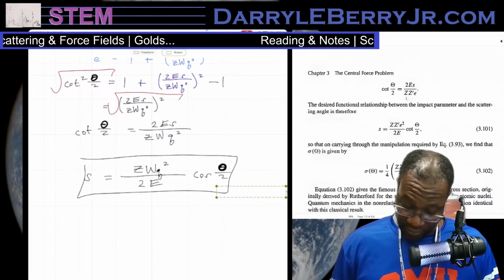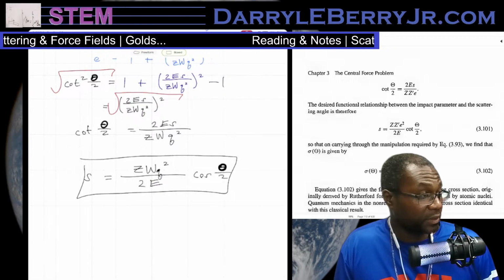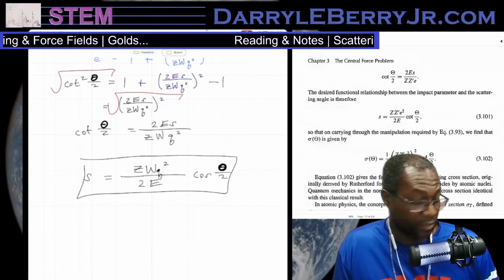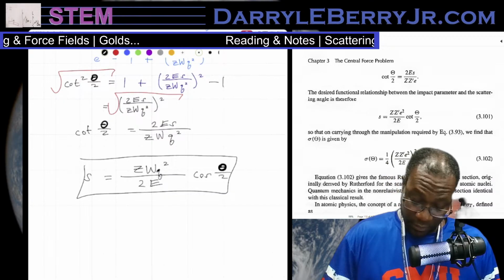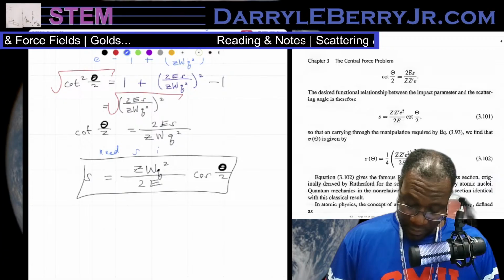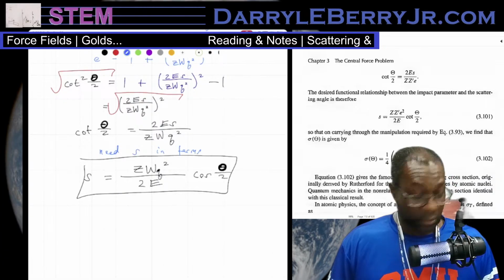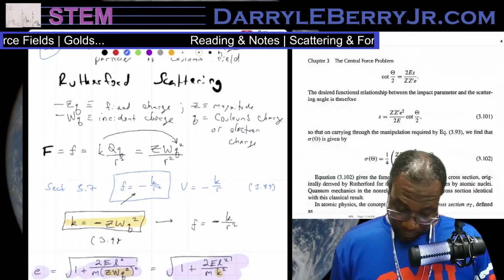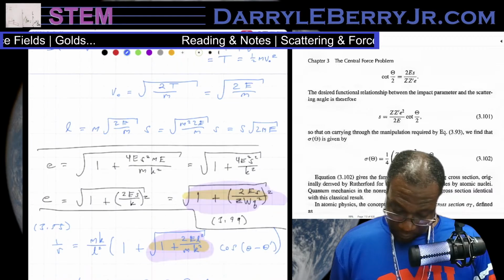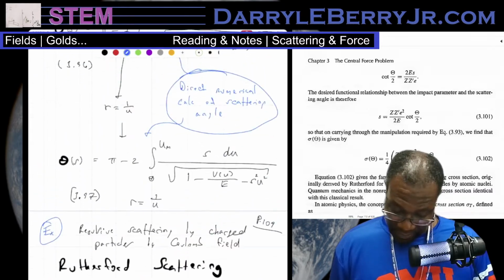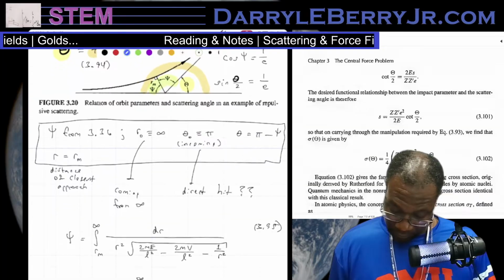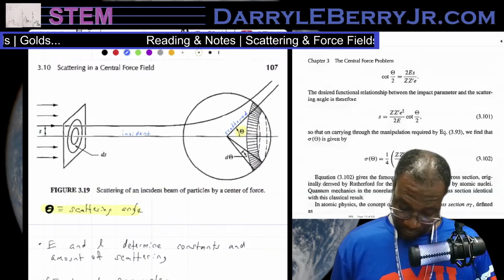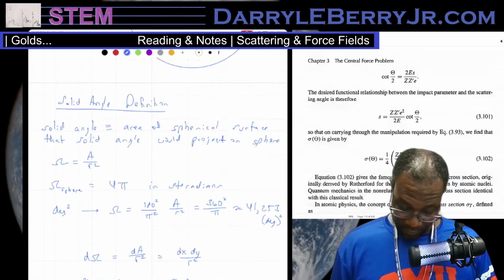And I do have noted that the professor said we should get, what was it? Need S in terms of big theta. I forgot what S is. Let me remind myself. S is the impact parameter. I don't remember what the impact parameter is.